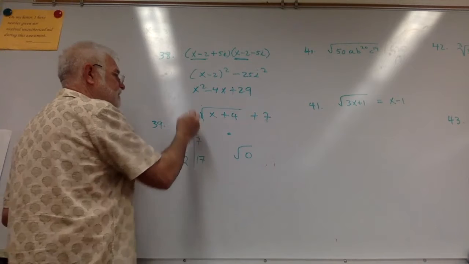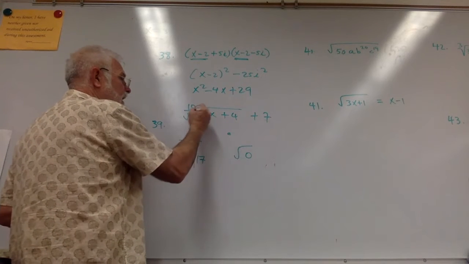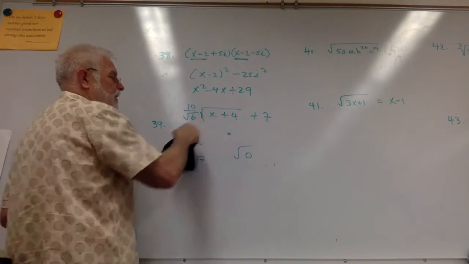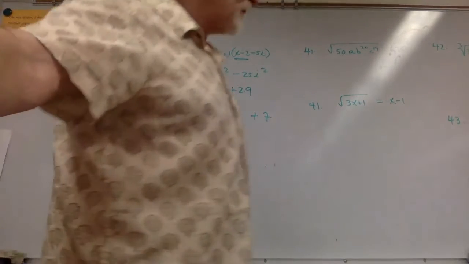I want to go from 7 to 17. I have to go up 10 units. And when I put a 2 in here, I have to cancel the square root of 6. So there's your answer for that one. That's the function. Okay? We're doing pretty well with that. I hope it means a little bit more each time we do it.